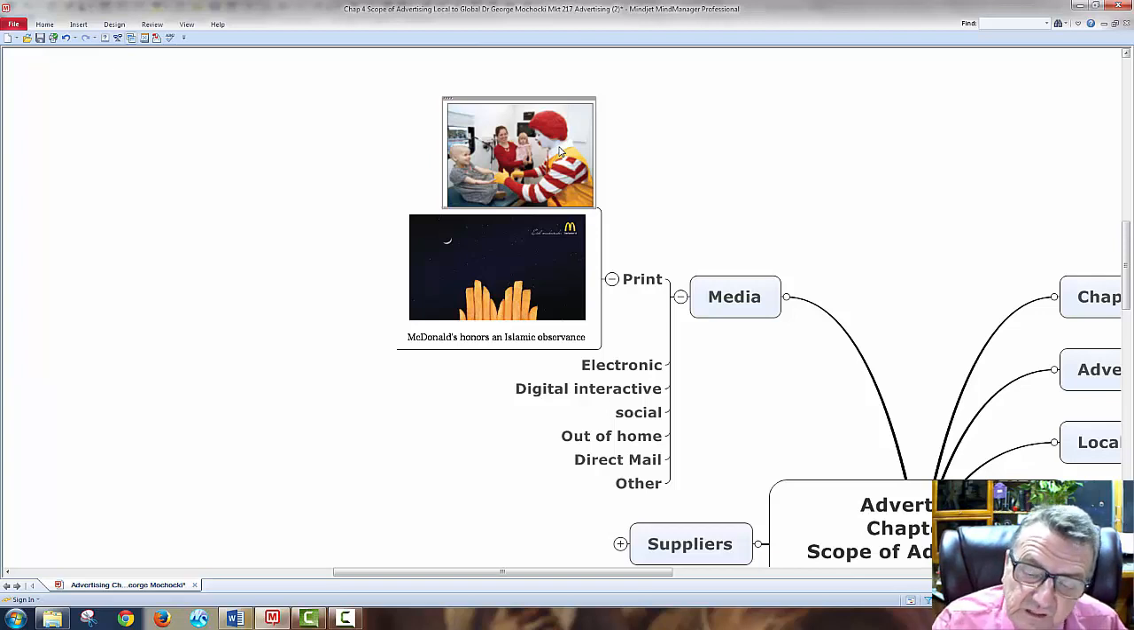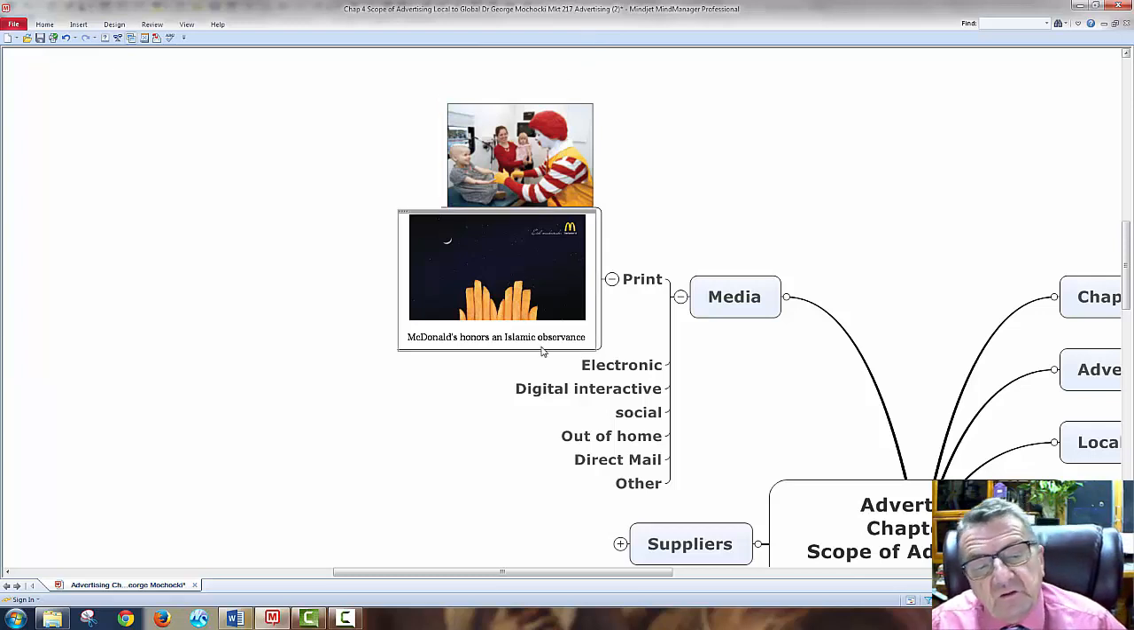So in the print media, I could do a lot of stuff out there that catches people's attention. This is still. I'm not telling you to get rid of the electronic, digital, social, any of that. Okay. Now here's McDonald's honors Islamic observant. Here it is, the moon here, and they're real subtle, and they went so they weren't offensive, and all you had the McDonald's fries in here.